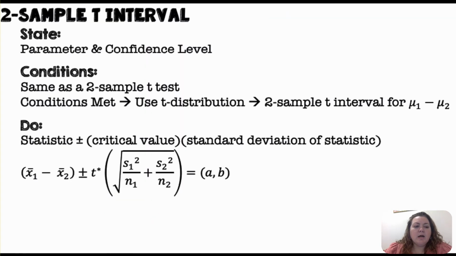All right. Two-sample t-interval. State: we're going to have our parameter and our confidence level. Maybe you want to throw in the degrees of freedom if you're working ahead. Conditions: same as the two-sample t-test. So we're doing a two-sample t-interval for mu1 minus mu2. Do: my statistic plus or minus my critical value times the standard error of my statistic.